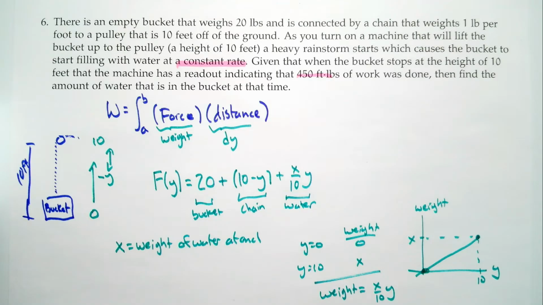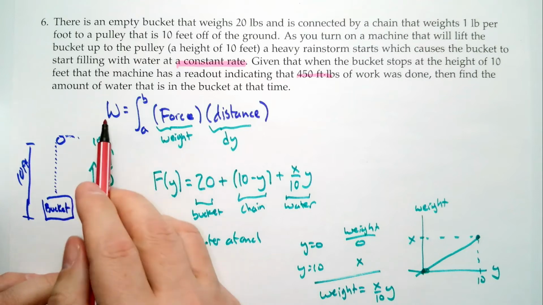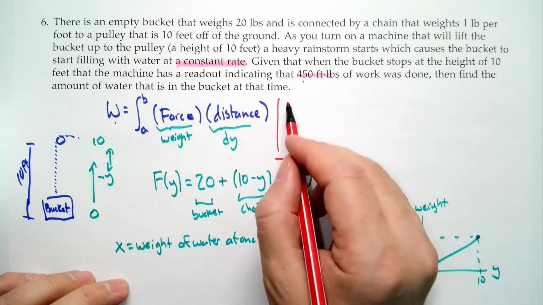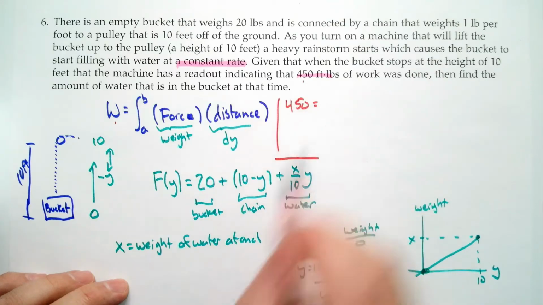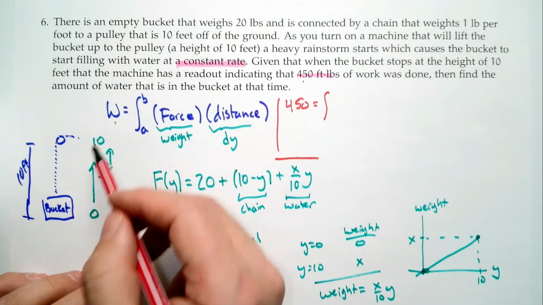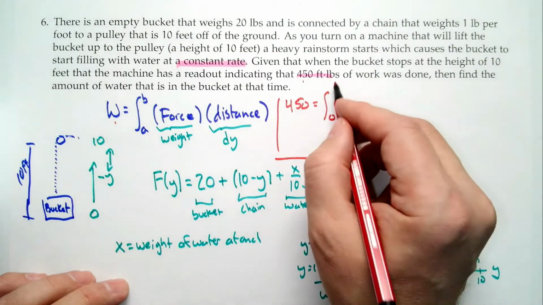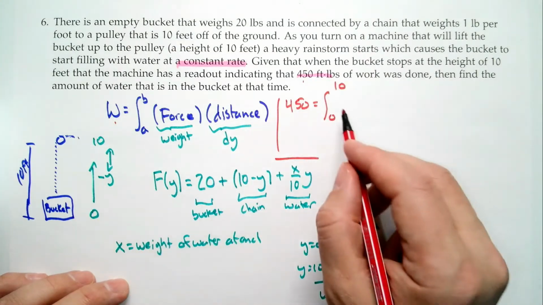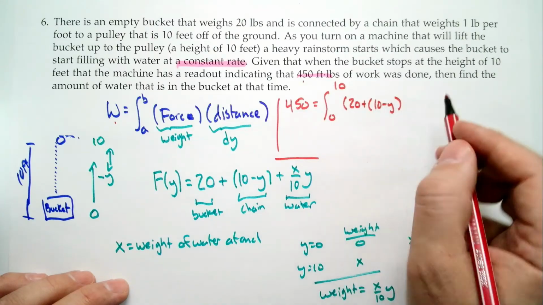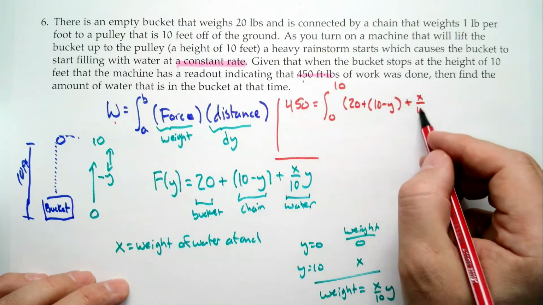Okay, we've now done most of the hard work, which is good because we're running out of space on the page. So let's put it together. So we have the work is 450. So 450 is equal to integral from 0 to 10. The force, which is 20, plus 10 minus y, plus x over 10 y.